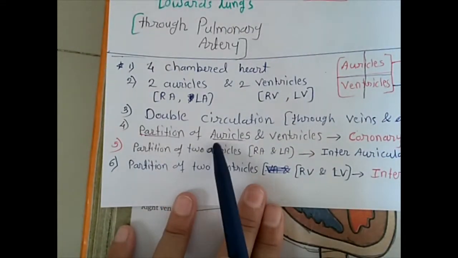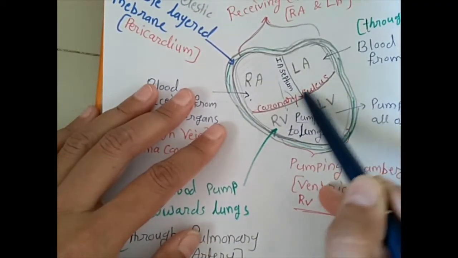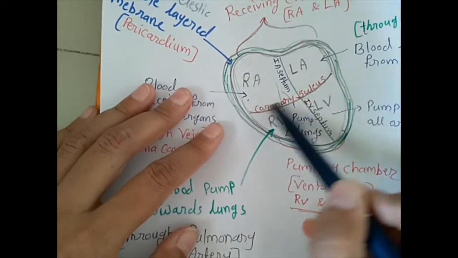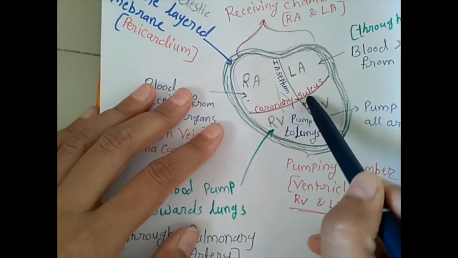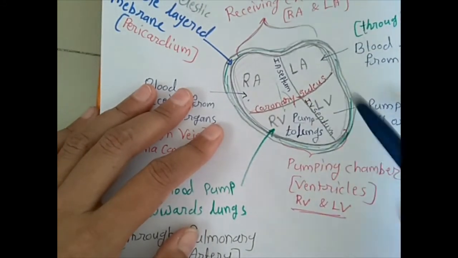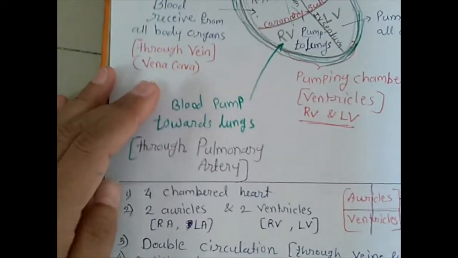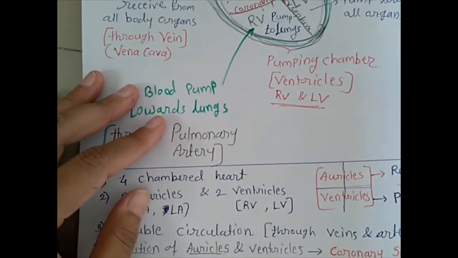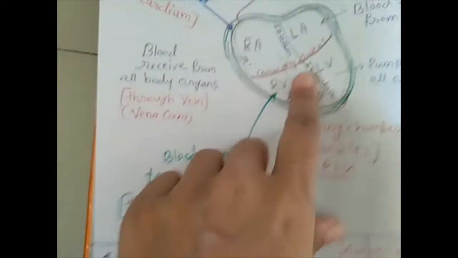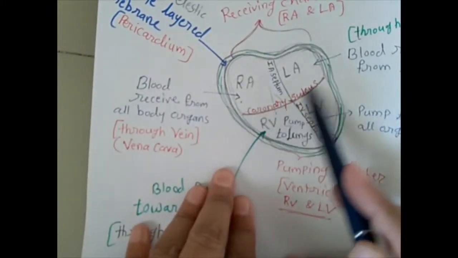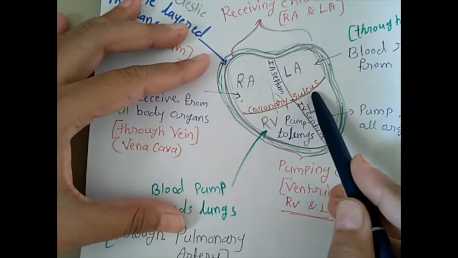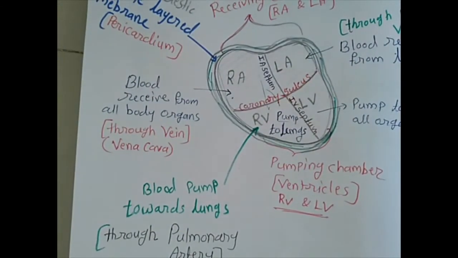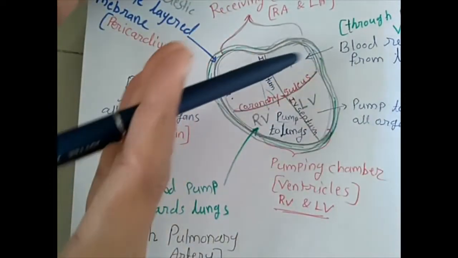Then the partition of auricles and ventricles. This horizontal partition is called the coronary sulcus. So this horizontal partition of the auricle and ventricle is known as the coronary sulcus. This coronary sulcus divides the heart into auricles and ventricles.